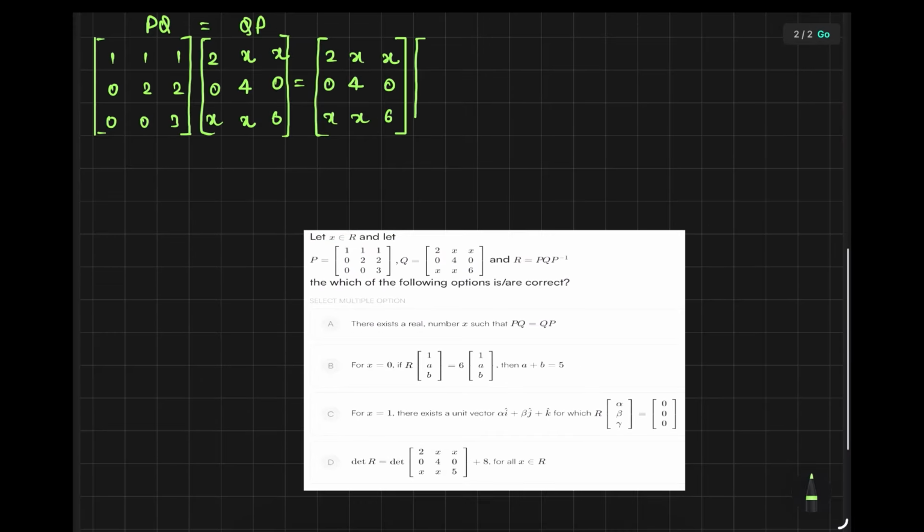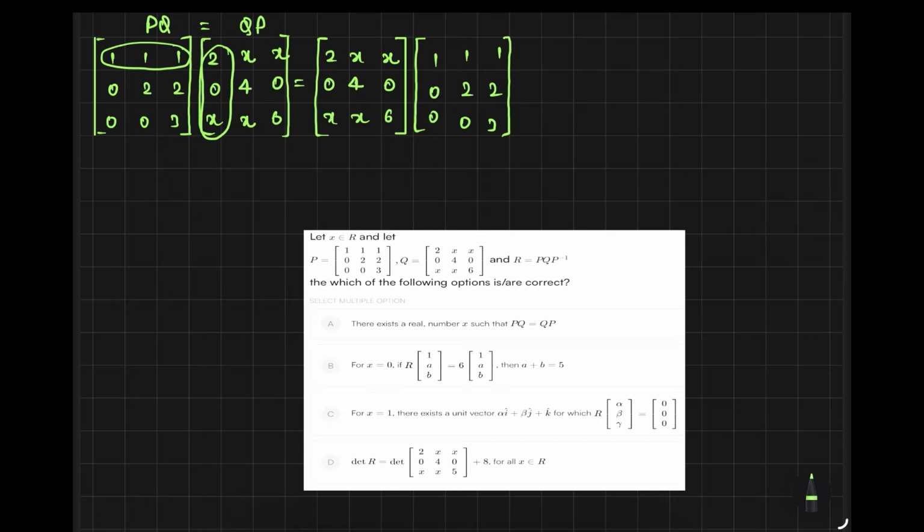We have 1 0 0, 1 2 0, 1 2 3. So we have to find out the value of x. I'll try to find out some of the elements. So I'll go with a11. We have to multiply this with this, so it is 2 plus 0 plus x. We got the first element, and then we multiply this with this. Correct? So we got 2. So here they are saying that x equals 0.